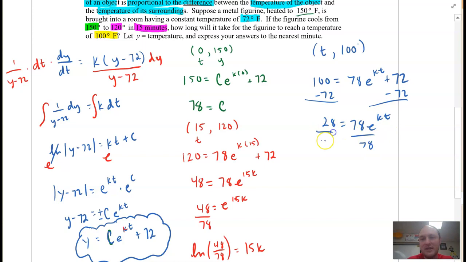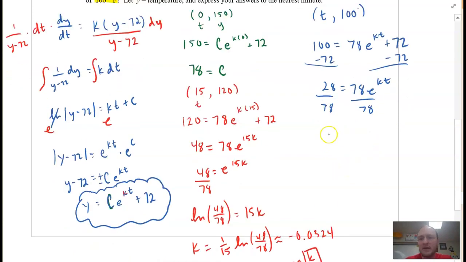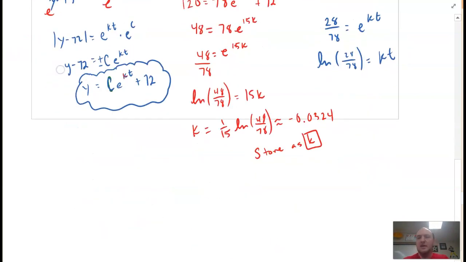Divide both sides by 78, and we get 28 over 78 is equal to e to the power of kt. Now we'll take the natural log of each side, and we get this is equal to kt. Okay, and the time is going to be equal to the natural log of 28 over 78 divided by k.